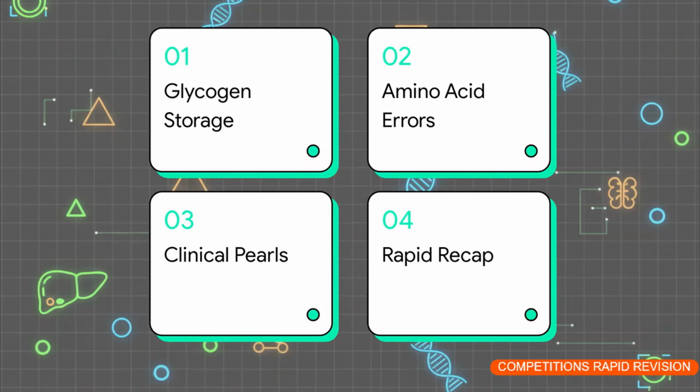All right, here is our roadmap for today's session. We're hitting glycogen storage disease tricks, then amino acid inborn errors, followed by some high-yield clinical pearls, and wrapping it all up with a rapid revision final recap. Let's get right to it.